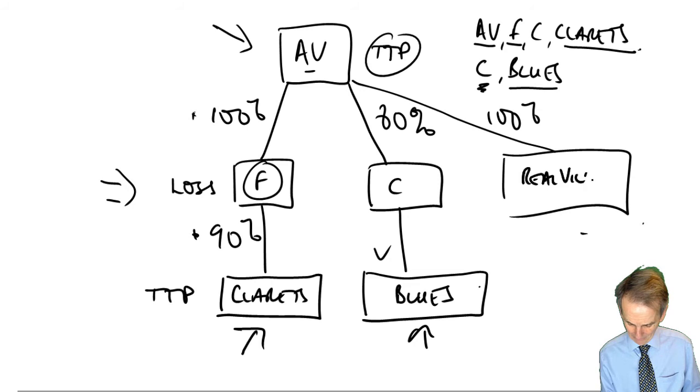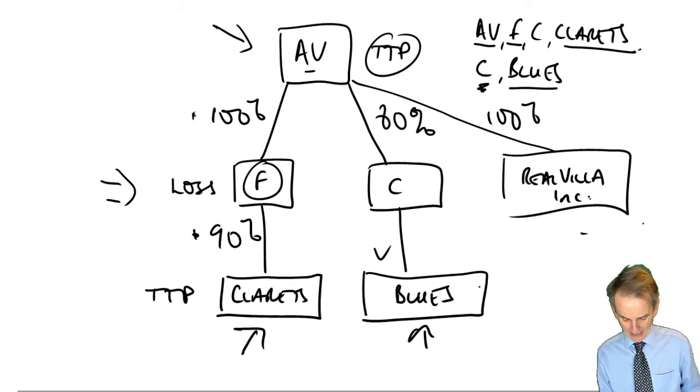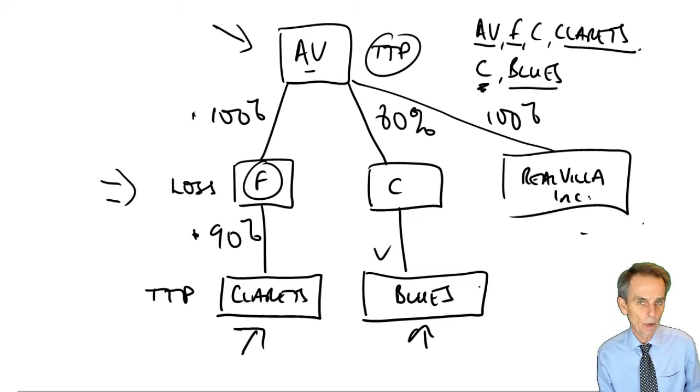Real Villa, or Real Villa, Inc., then no group relief, though they're clearly at 100%, in the same 75% group as AV. That is true. But you wouldn't be able to group relieve. If Real Villa Inc. made a loss, you couldn't use that loss within the UK taxation system. No group relief would be possible.